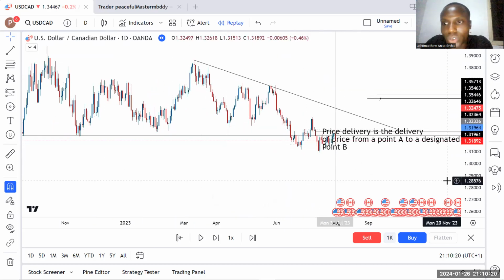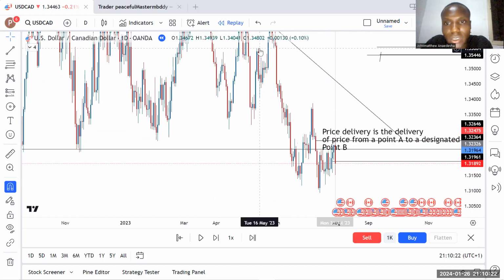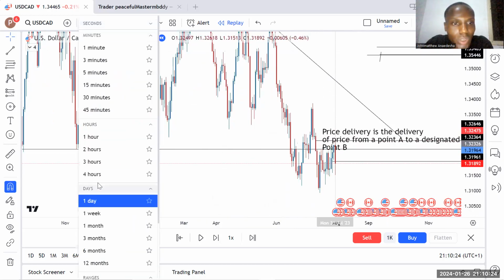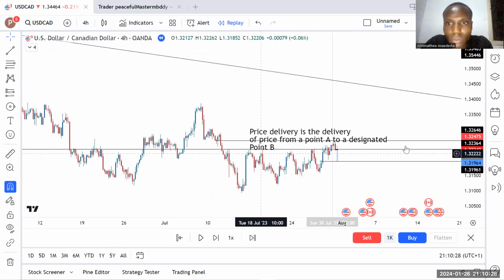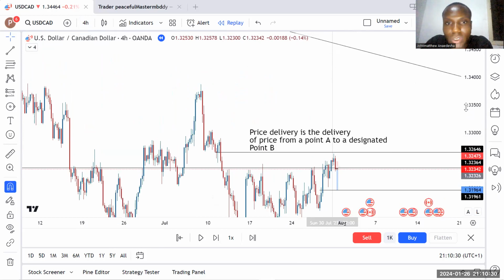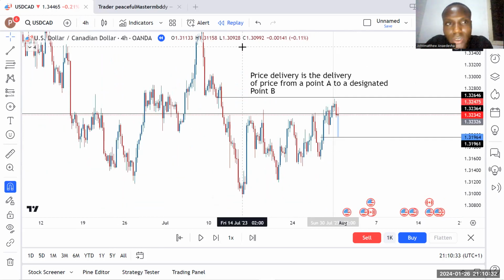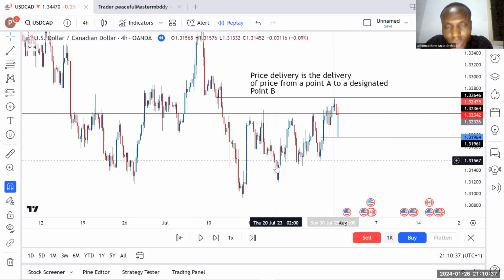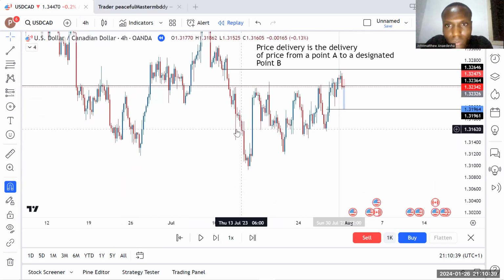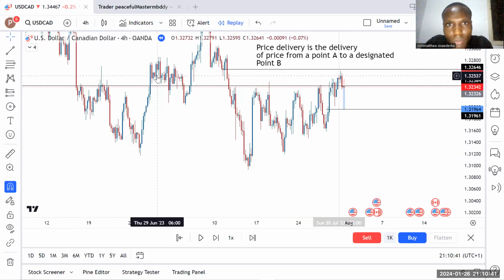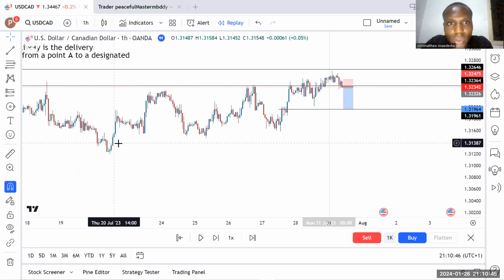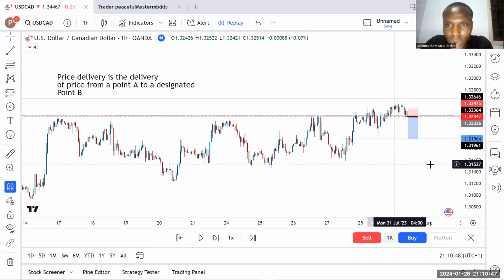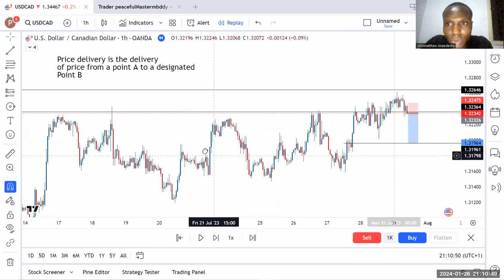Let's look at the overall trend of the market. The overall trend of the market is a sell. On the daily, we can see a downtrending market. On the 4 hour, we see the same thing. We can see sales on the 4 hour. Price is in a downtrend. On the 1 hour chart, we can see the market rallying to the upside.